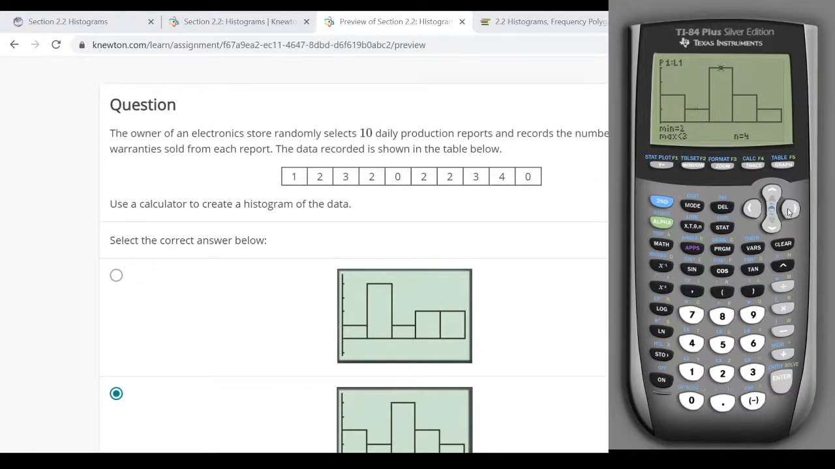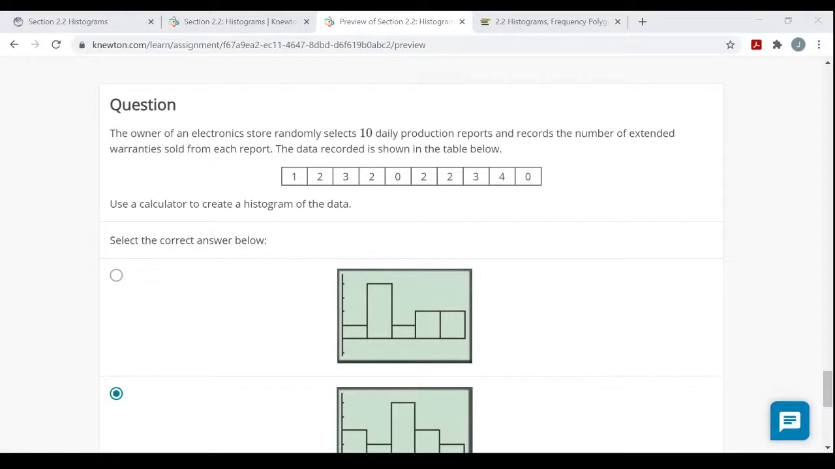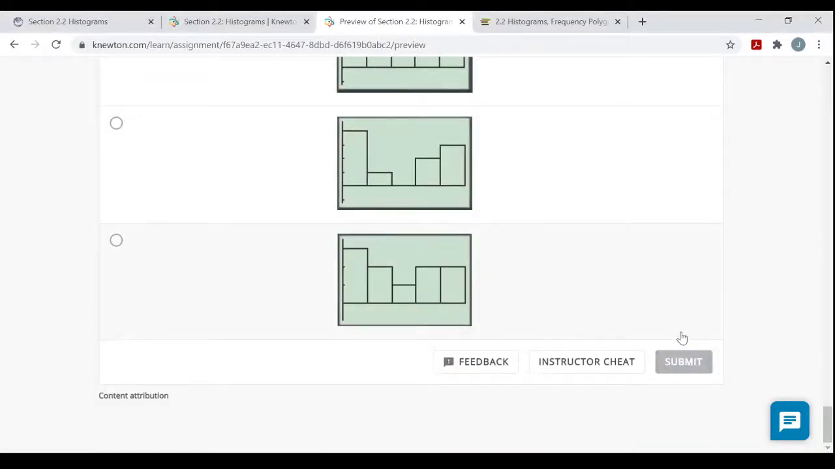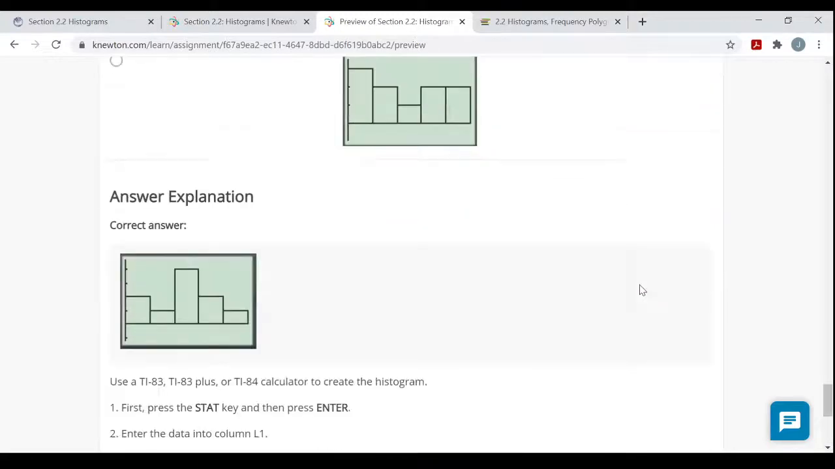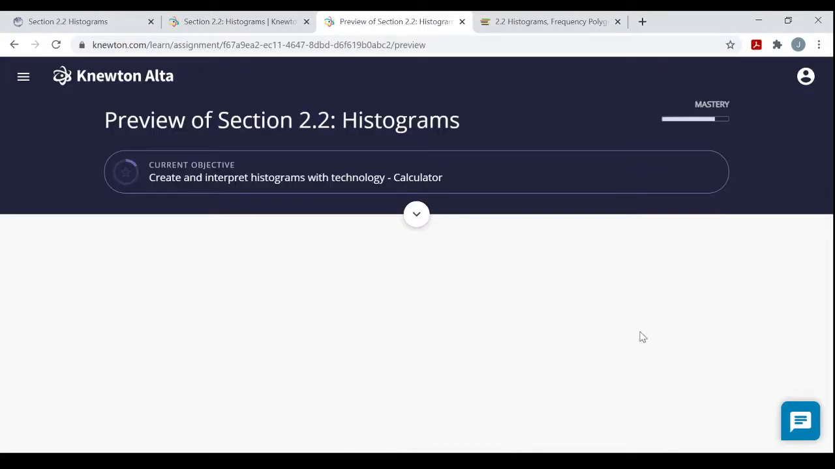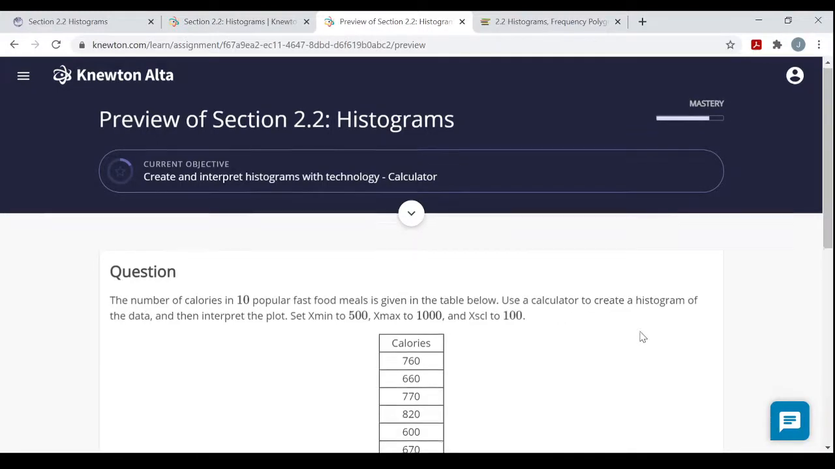Then the next bar, there are 4 2s. You see there are 4 2s in this list. And there are 2 3s and 1 4. So perfect histogram for this. All right, so I put in the histogram that I saw, submit. Looks good. Then they might ask a question, but it doesn't look like it. Move on to the next one.